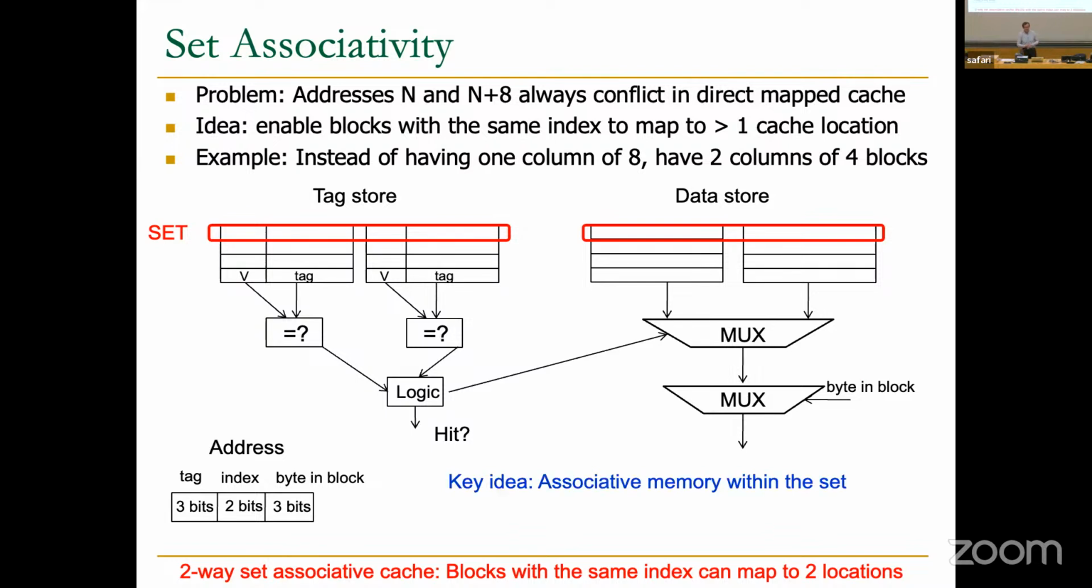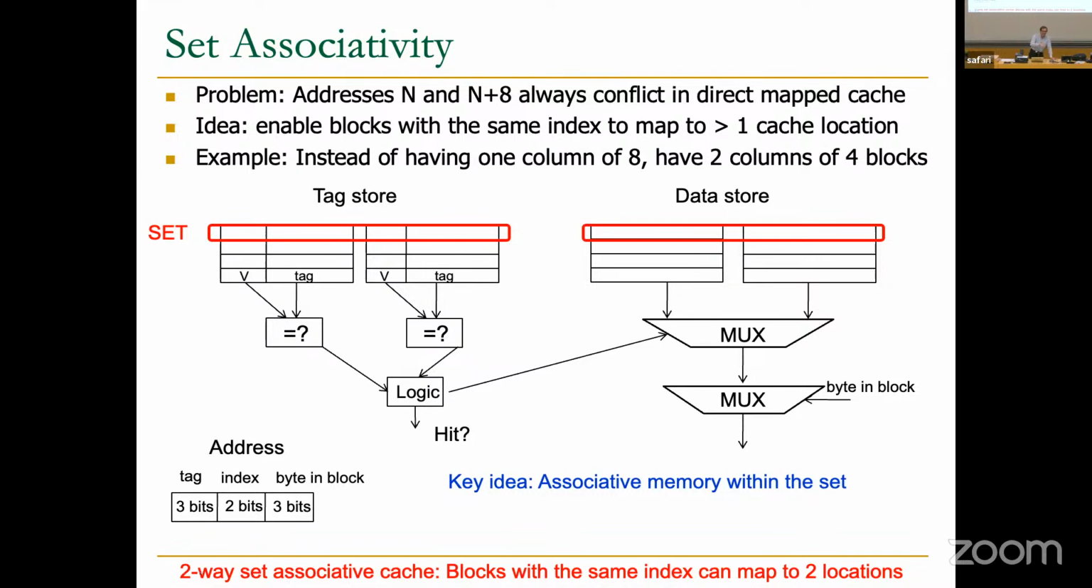Why is it called associative? Within a set, we have associative memory. We've actually seen this, right? If you remember, we talked about content addressable memory in the reorder buffer in an earlier lecture. This is content addressable memory. Part of the address is in the content. Why? Because we're doing tag matching, right? And, well, it's associative also.